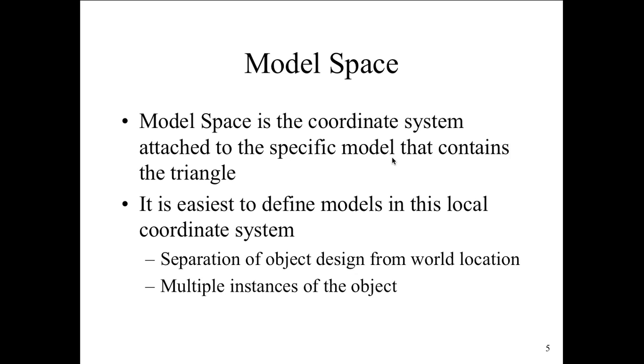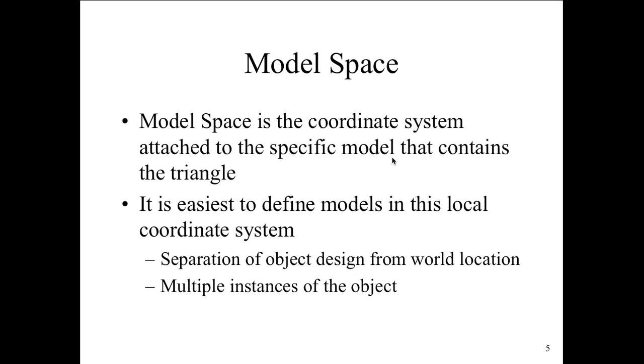So model space. What's a model space? A model space is the coordinate system that's attached to the specific model that contains the triangles. We talked about the model space, I believe, in the last lecture or the lecture before. It's the definition of the space that's inside of the frame or the window. It encompasses all of it. It's the easiest to define a model in its local coordinate system. It's the XYZ coordinate system, the space in which the model and everything is going to exist.